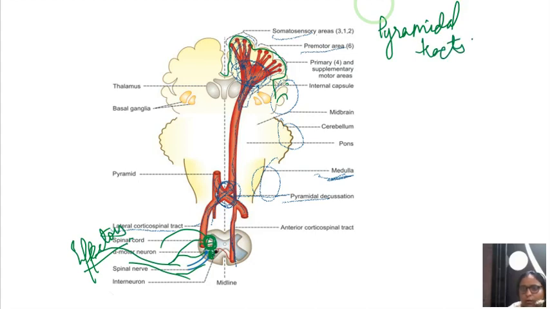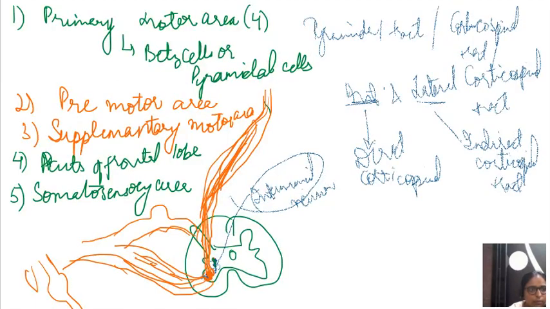So everything is cleared up to here. Now if it is cleared, let's proceed to the function of it. Just a second, I'll take a new slide. Now we will see the functions of the pyramidal tracts.